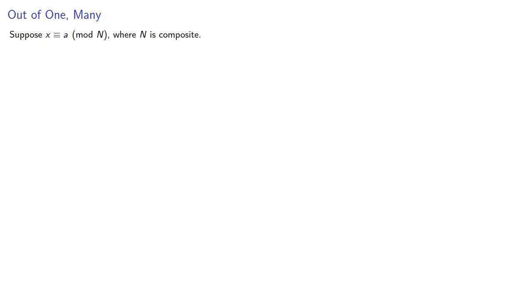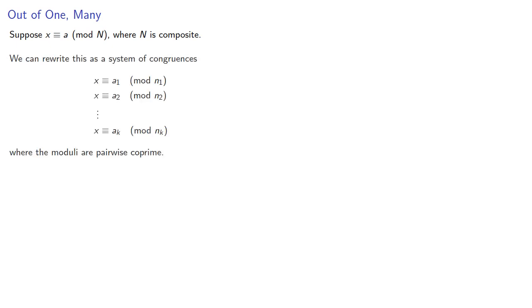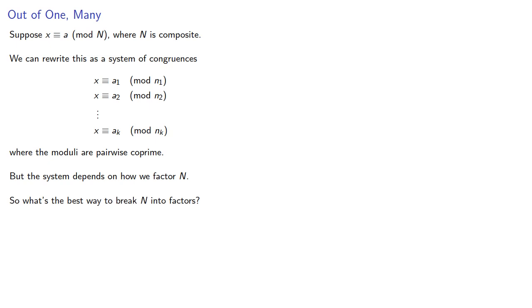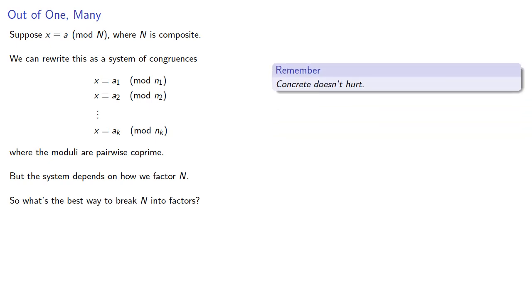So suppose x is congruent to A mod n, where n is composite. We can rewrite this as a system of congruences where the moduli are pairwise coprime. But the system depends on how we factor n. So what's the best way to break n into factors? So remember, concrete doesn't hurt.